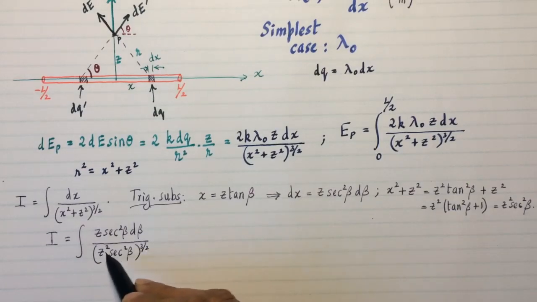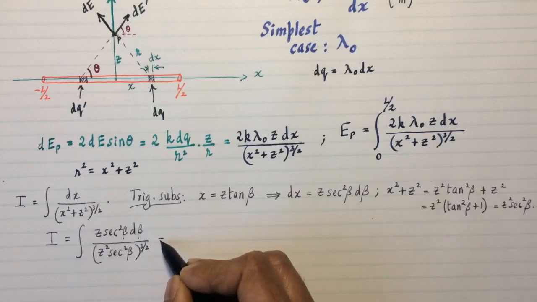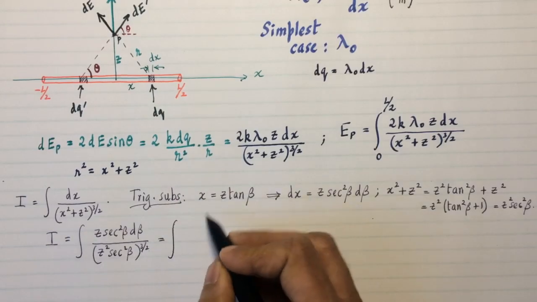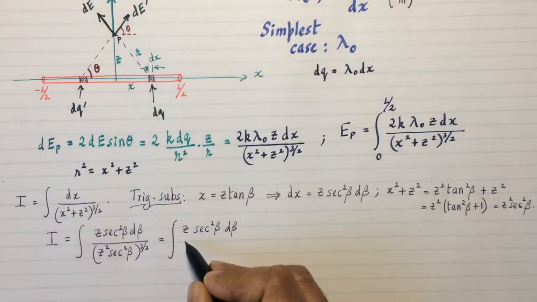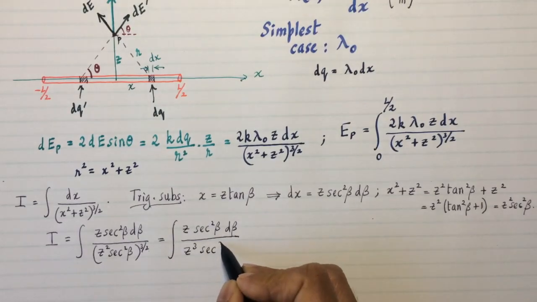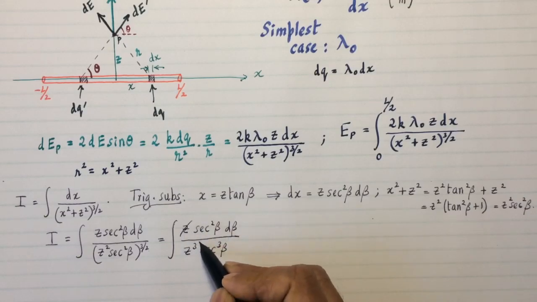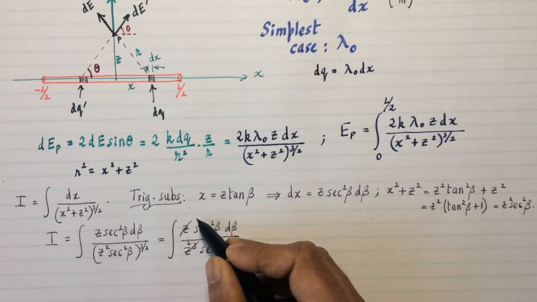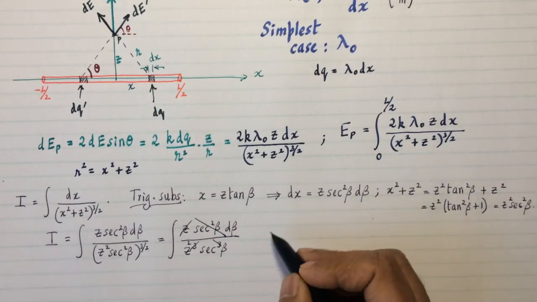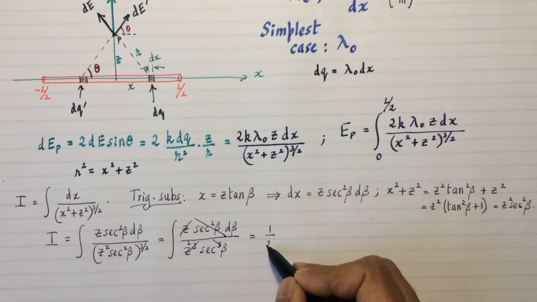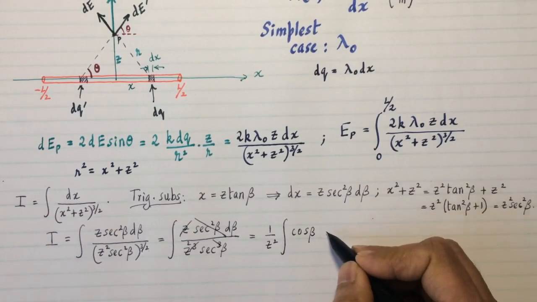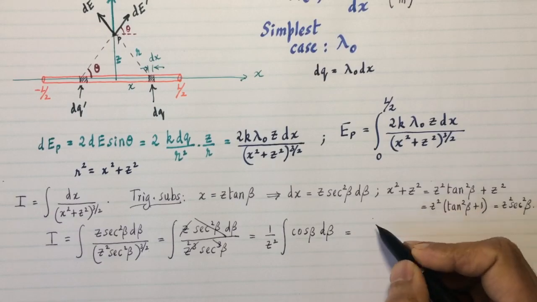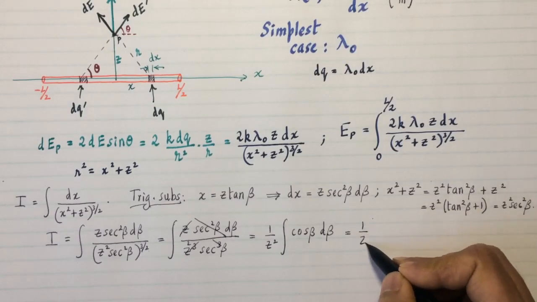Now, because of this square and the half power, I will lose those powers, and I end up getting z secant squared beta d beta divided by z cubed secant cubed beta. One factor of z disappears. The secant squared and the secant cubed cancel out, giving me just secant in the denominator. Well, secant in the denominator is the same as cosine in the numerator. You observe that I've taken the z outside because it's a constant. The integral of cosine is just sine.